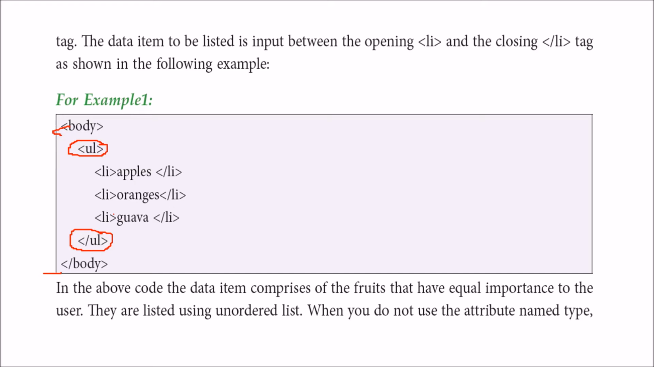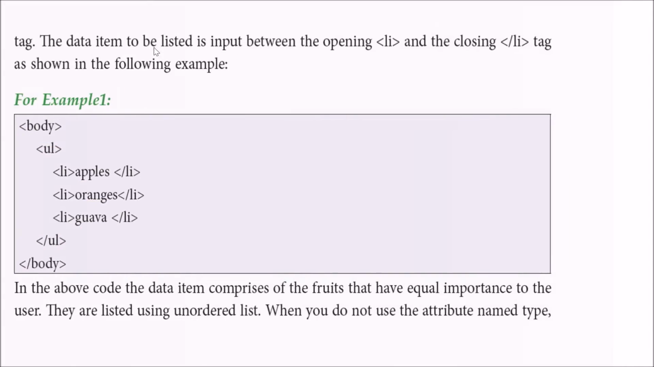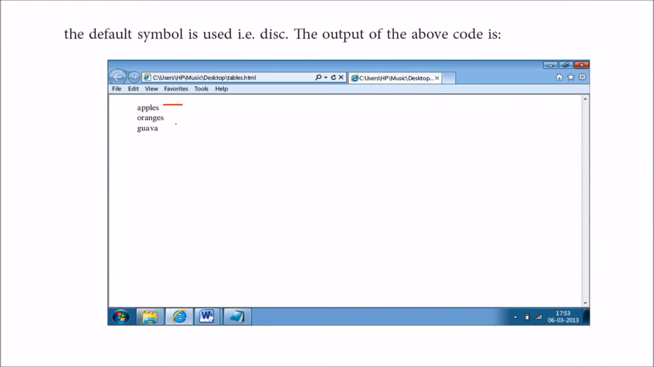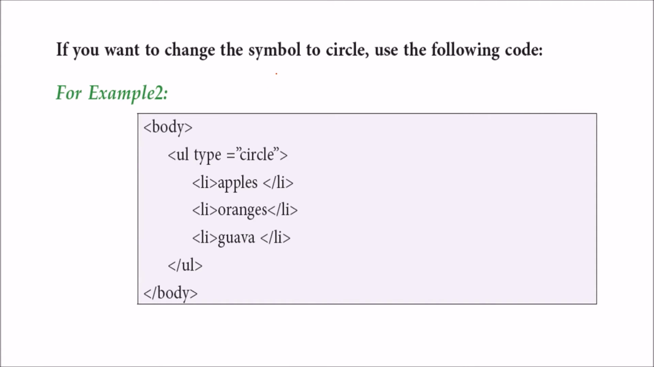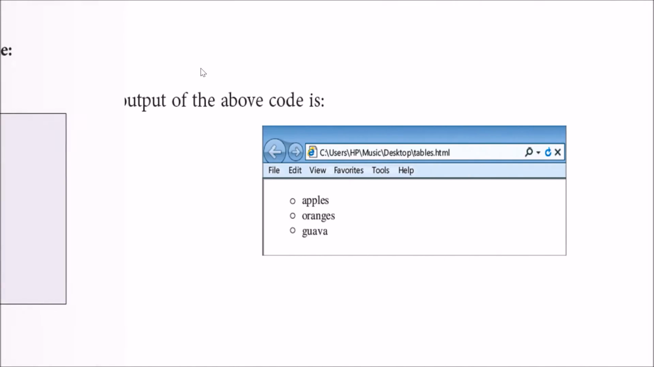Then after that we have list items. In this list, we have apples, oranges and guava, so this will be shown in a list. As we have not given any type, the result would be something like this: apples, oranges and guava. If you want to change the symbol, you just have to give type equal to circle, disk or square. Now the same content will show you these circles.